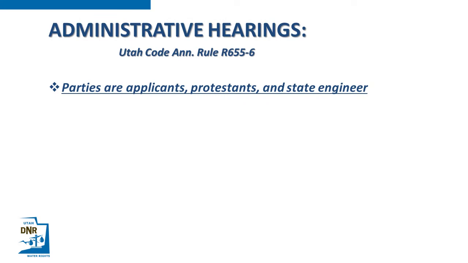The process for scheduling a hearing is as follows. The regional engineer will contact an assistant state engineer to coordinate a date and time. Notices are then sent to all involved parties. Party participants are the applicants, protestants, and the state engineer. Hearings are scheduled under the Administrative Rule of Utah Code R655-6, which outlines the criteria for a hearing.